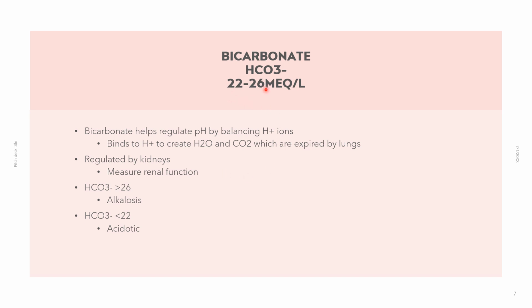It's going to be 22 to 26 milliequivalents per liter is normal. If we're greater than 26, we are alkalotic, and if we are less than 22, then we are acidotic. This is a negative ion, so when we have too many negative ions, we're alkalotic. When we don't have enough, we're acidotic.